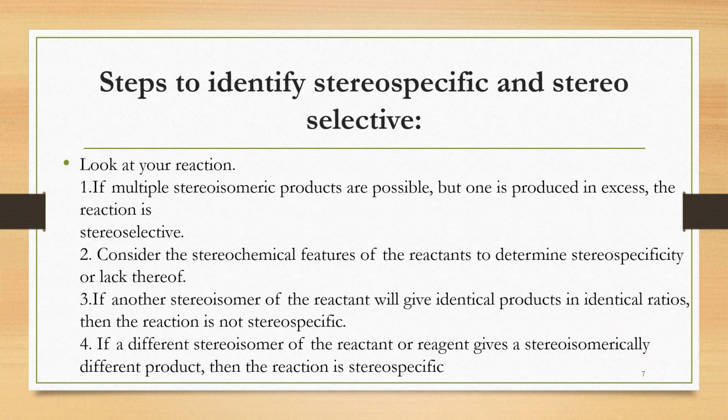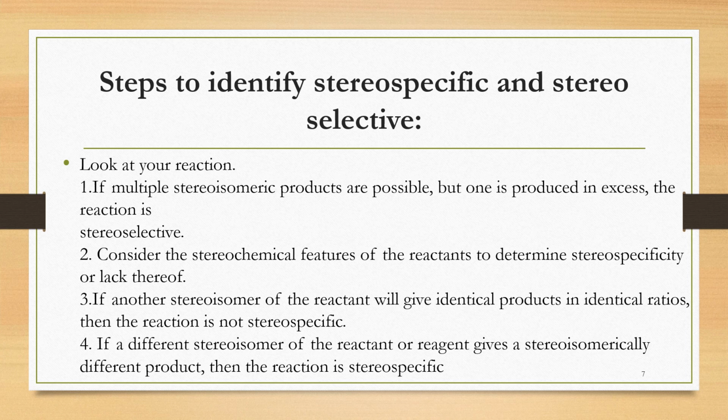So how do we determine whether a reaction is stereospecific or stereoselective? First of all, look at your reaction. Second, if multiple stereoisomeric products are possible but one is preferred, the reaction is stereoselective. And consider the stereochemical features of the reaction to determine stereospecificity or lack thereof.